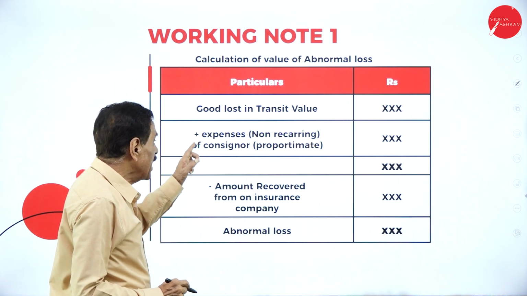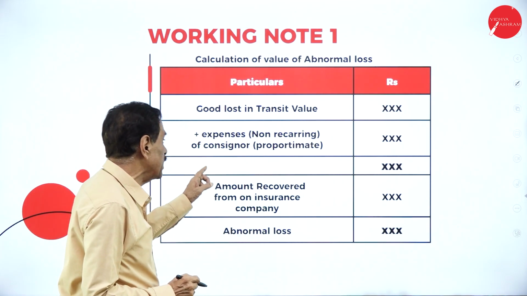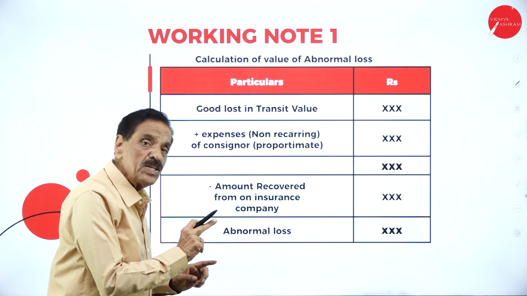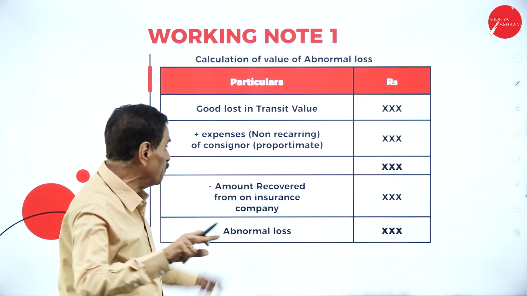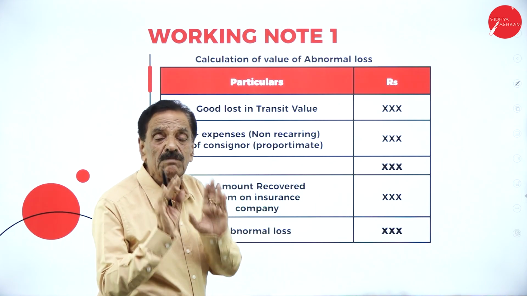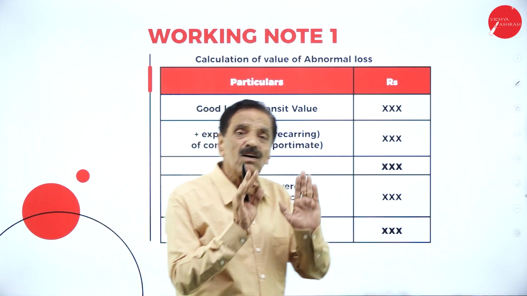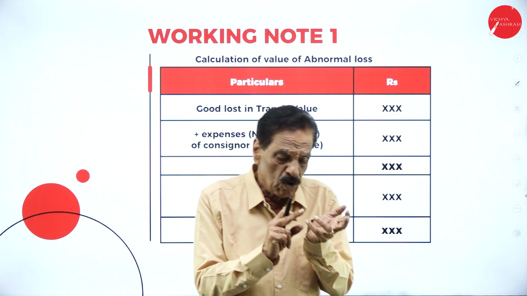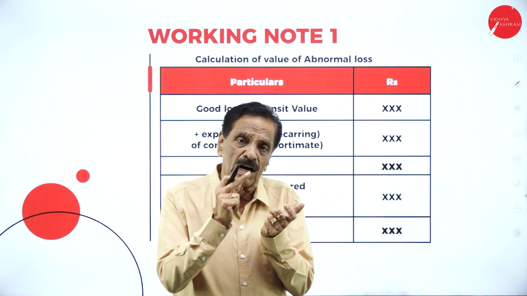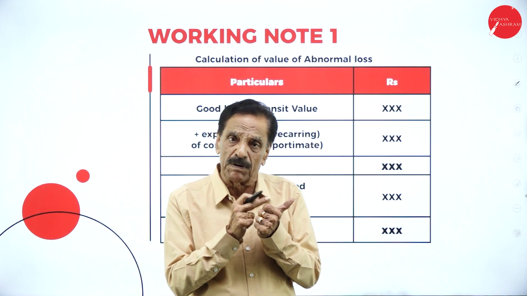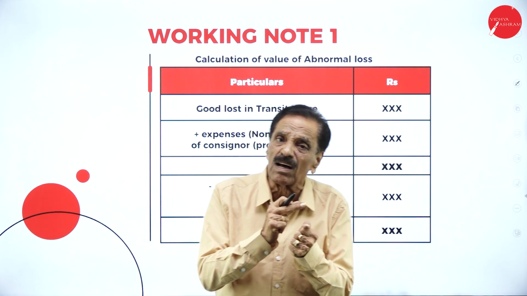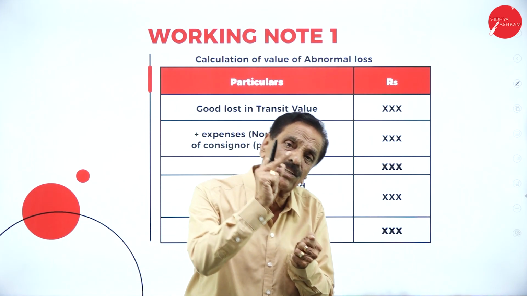then add expenses, that is, non-recurring expenses of the consignor. I am going to explain what non-recurring expense is. Only non-recurring expenses of the consignor. Generally, non-recurring expenses are loading and unloading charges, octroi, carriage on purchases, and insurance. These are all called direct expenses and should be taken into consideration.